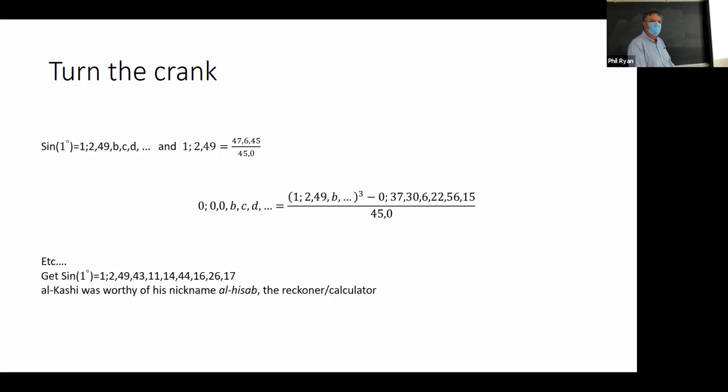Okay, so what do you think of Al-Kashi? People at the time called him Al-Hisab, which means the calculator or the reckoner. And he did the same thing with pi, so he was very, very good at computation. He was the guy who also came up with decimal notation very early on. So he was just a great person at calculations. He really understood.